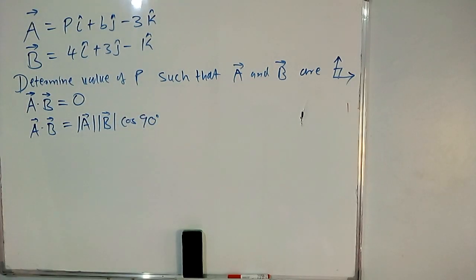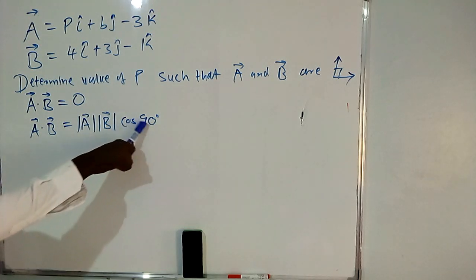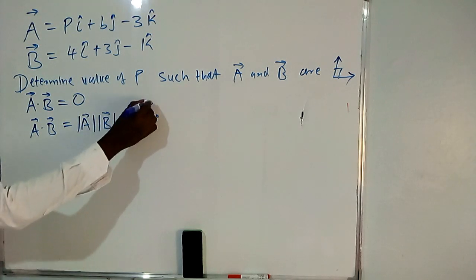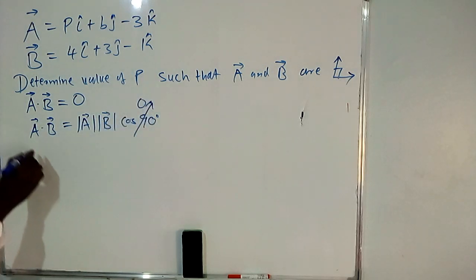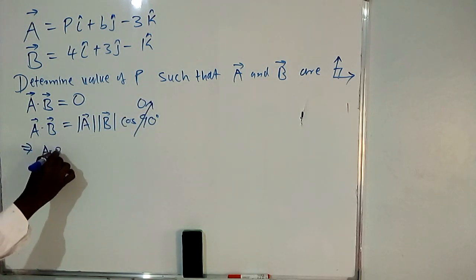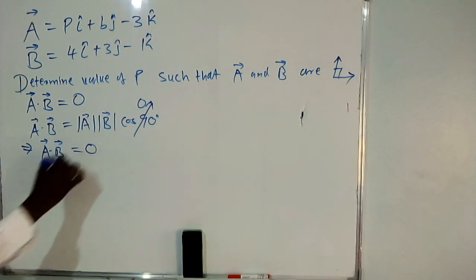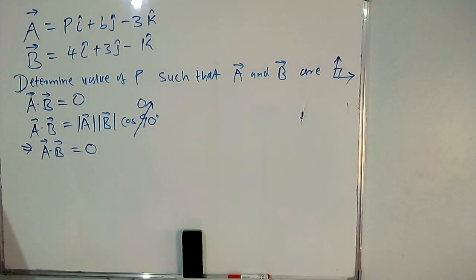If they are perpendicular, it means the angle between them is 90 degrees, and cos 90 is 0. So if cos 90 is 0, then A dot B is equal to 0. All we need to find is A dot B equal to 0. Then we get that equation, and we make p the subject of the formula. Have you seen that? Because you need to determine p.